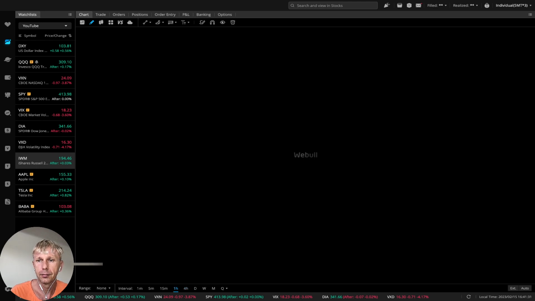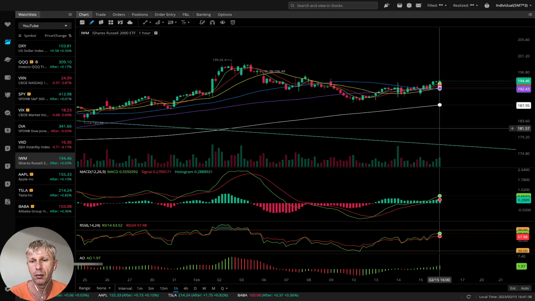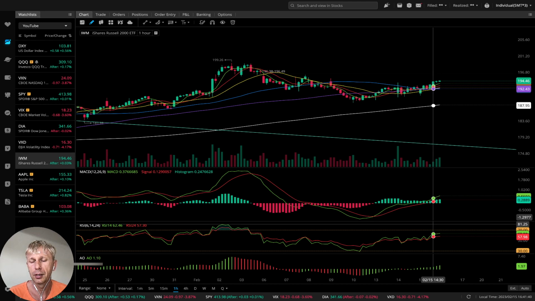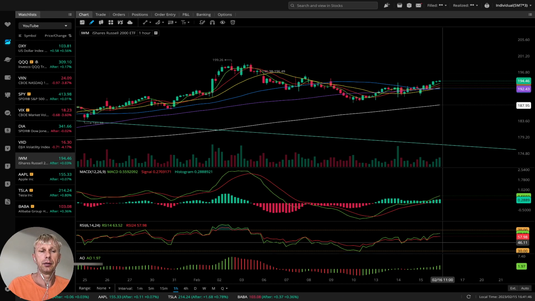1 hour. On 1 hour, the last bar is above all moving averages. It's a bullish trend. Bullish trend on 1 hour. MACD bullish, RSI bullish, OSM oscillator also. On 1 hour time frame, IWM, Russell 2000, bullish trend.